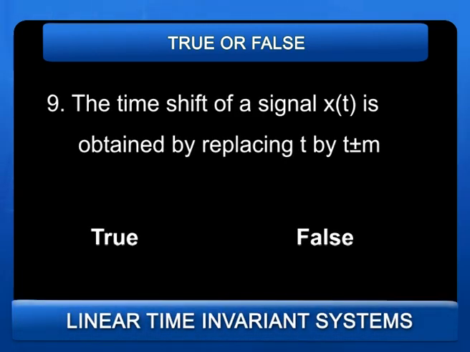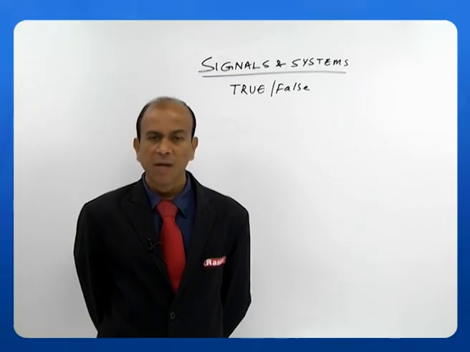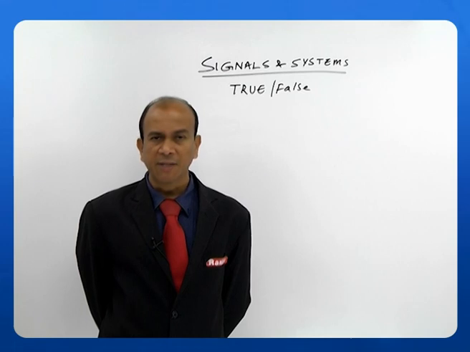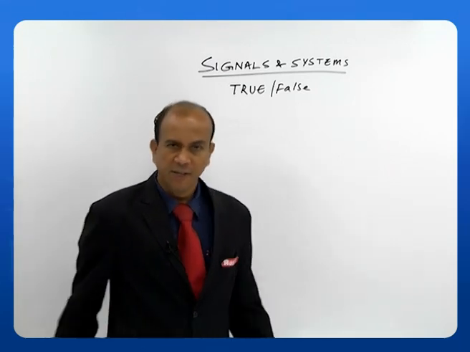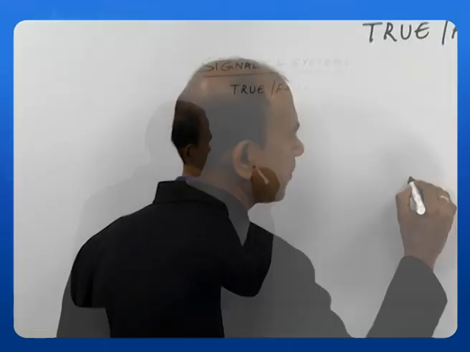Now let us see question number 9. Time shift of a signal x of t is obtained by replacing t by t plus or minus m. Okay, so this is the true answer. So what do you mean by time shifting? Well, the signal is shifted either to the right or to the left. For example, a signal is there like this.